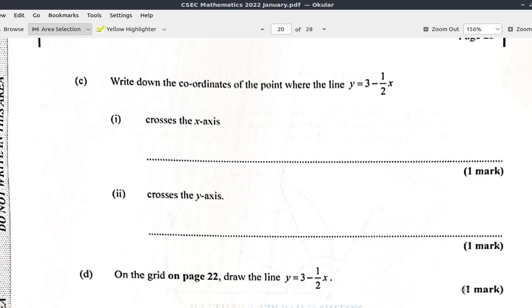We're at question 8 part C of the January 2022 past paper, CSEC Mathematics. Now, here, it says write down the coordinates of the point where the line y equals 3 minus half x crosses the x-axis and also where it crosses the y-axis. Pause the video and do that for me. Alright, you did that? Now, let's look at it.